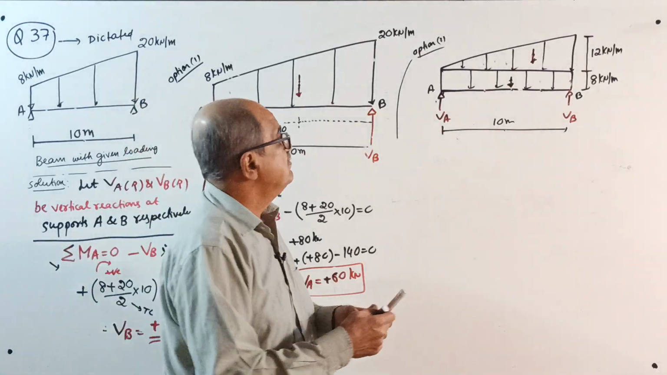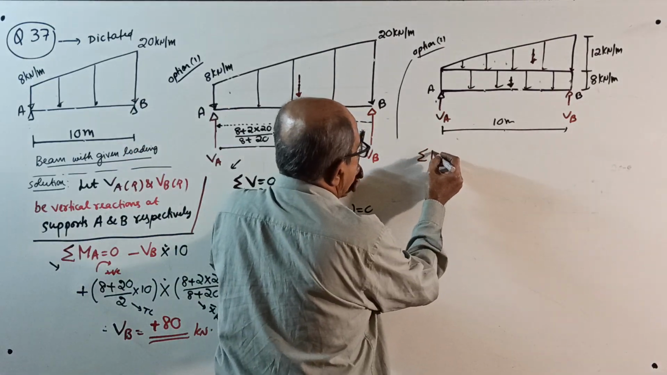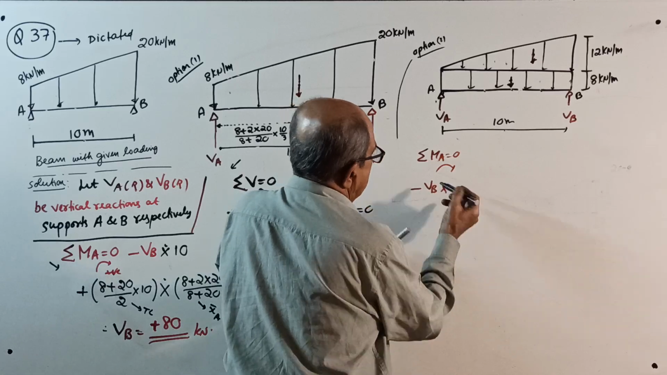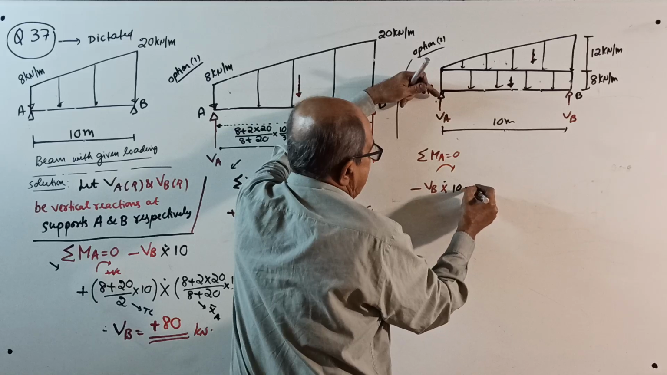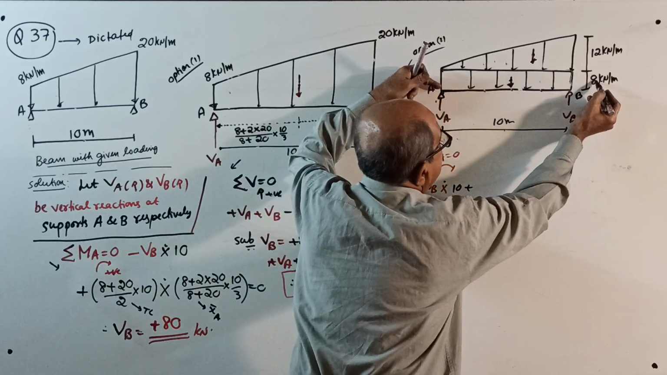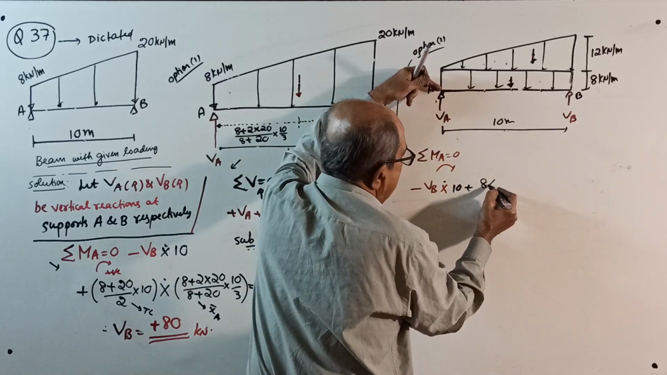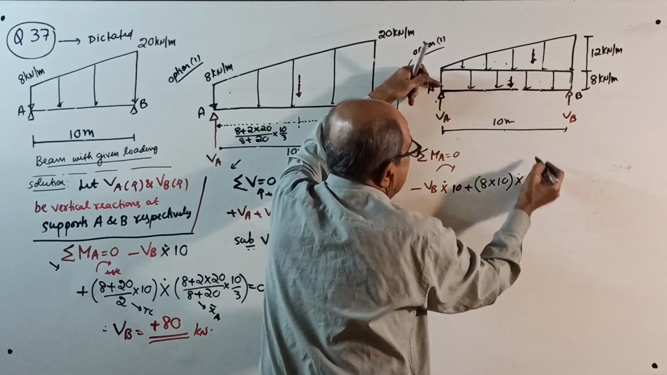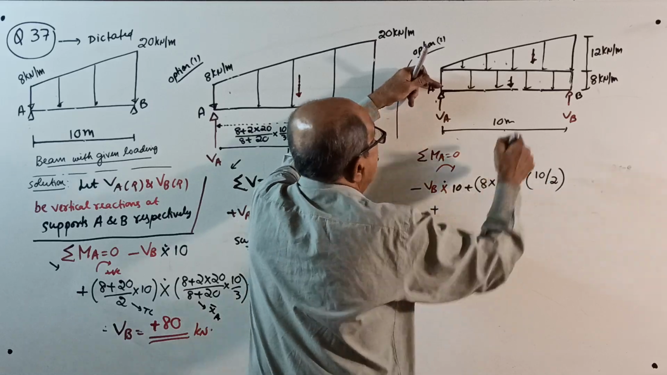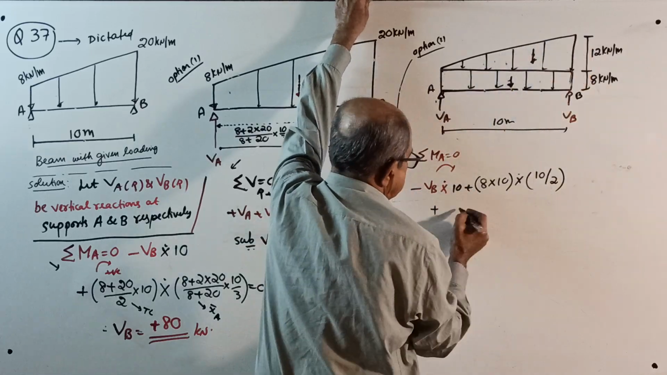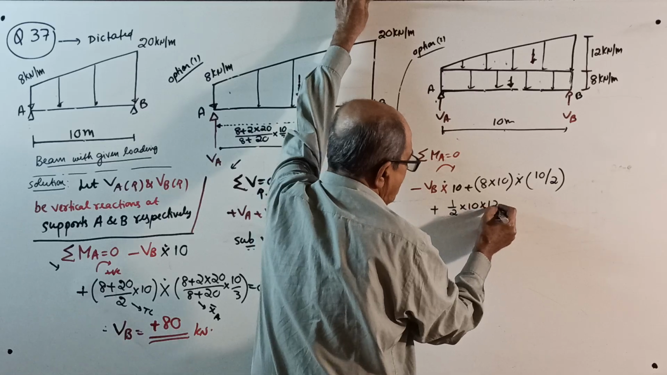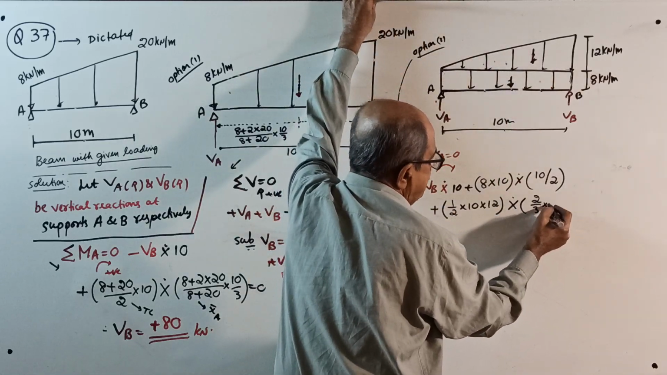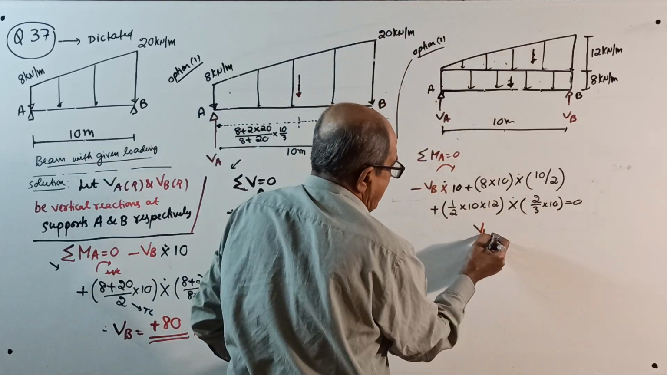You write all these at that time. Sigma M about A equals 0, take clockwise positive. Minus VB into 10, anti-clockwise plus moment of this load. This is UDL, 8 kN per meter for 10 meter. So plus 8 into 10 is the total load, multiplied by 10/2 since it passes exactly through the center, plus this load, half into 10 into 12, multiplied by 2/3 of 10, equal to 0. You will get the value of VB.